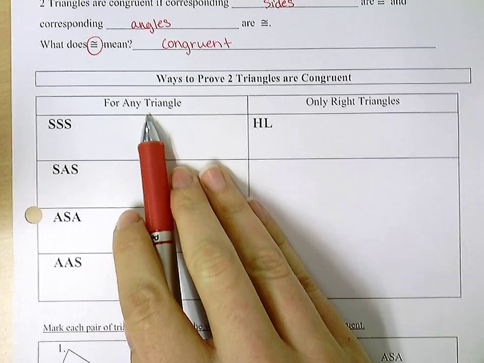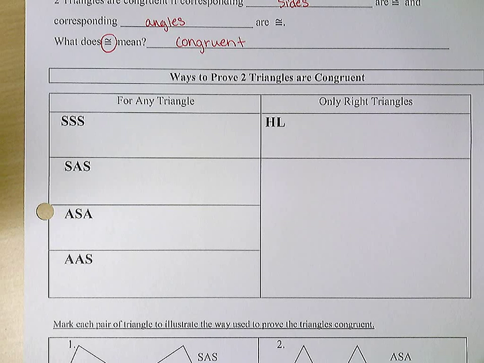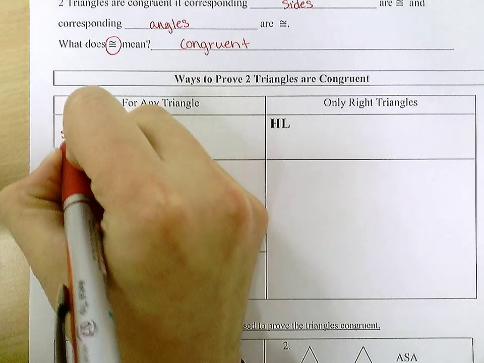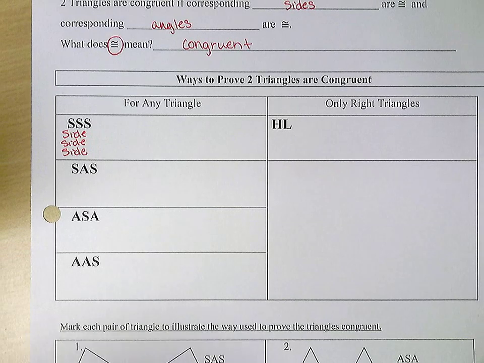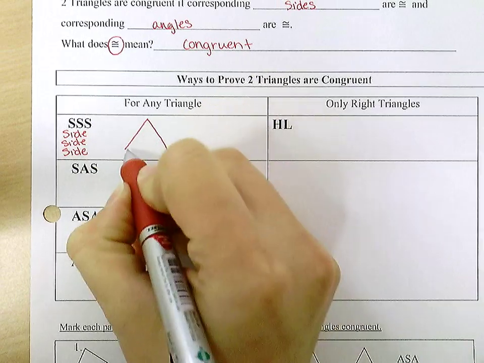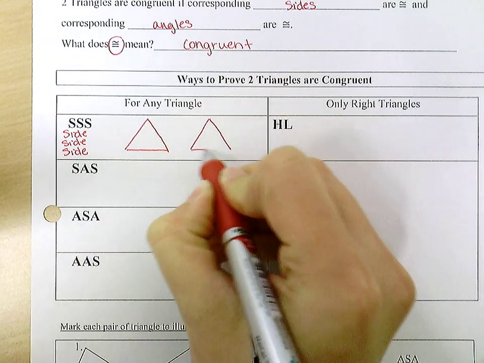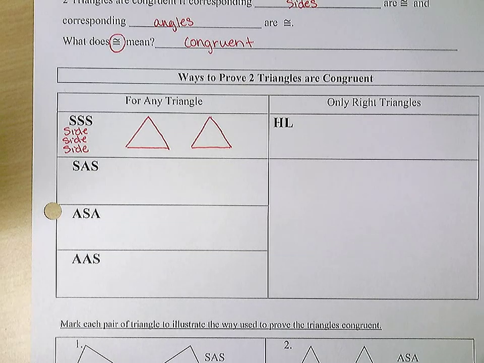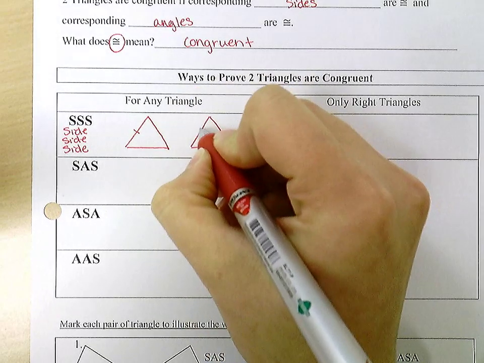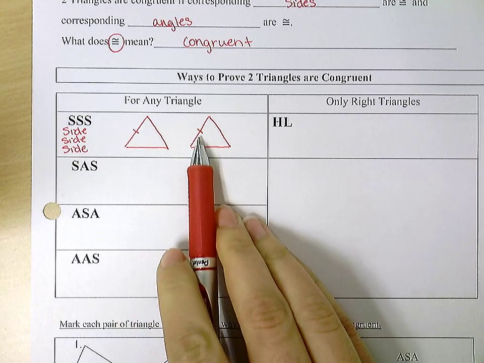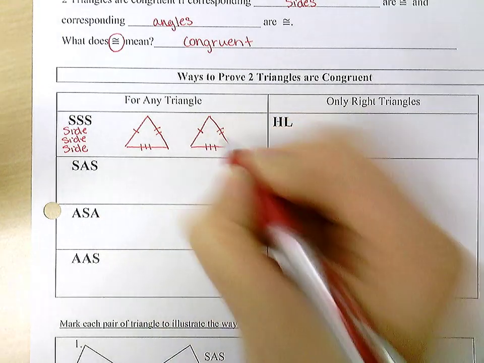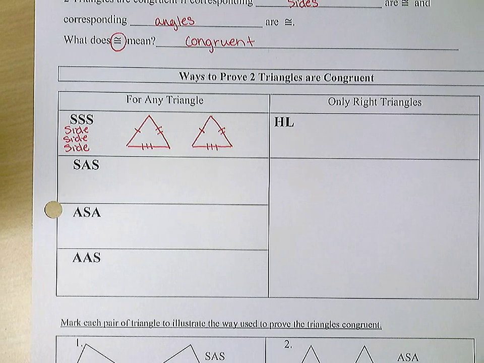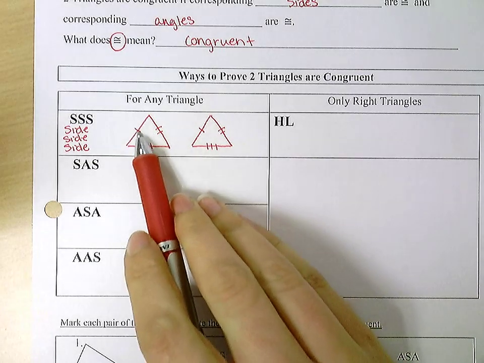So for any triangle, we can use SSS, which is side, side, side. So if I have two triangles, I can prove that those two triangles are congruent if their corresponding sides are congruent. So if I have this side congruent, this side here congruent, and that third side congruent, all three of those sides have a corresponding side that is congruent. So that's where they're getting side, side, side.